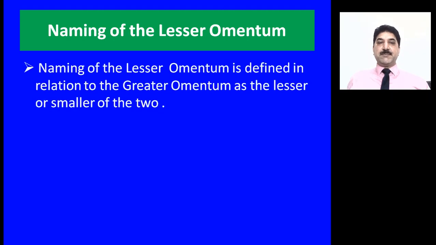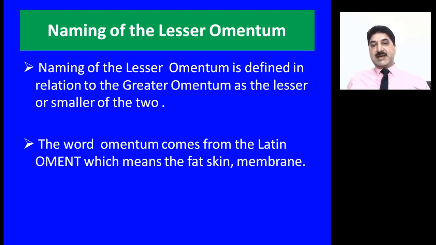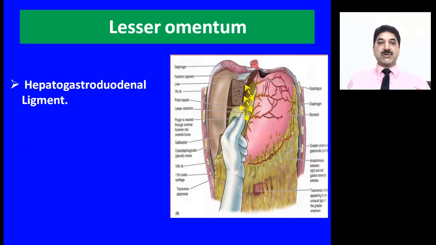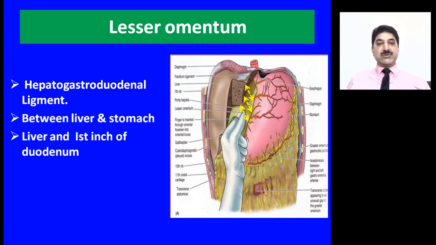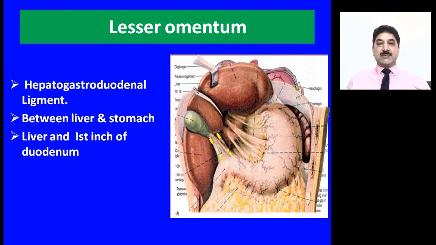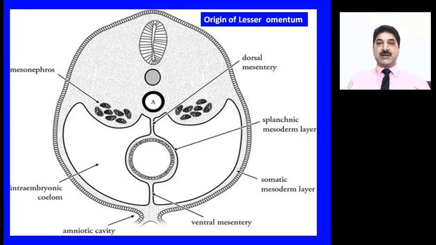Naming of the lesser omentum. The name is defined in relation to the greater omentum, as the lesser or smaller of the two. The word omentum comes from the Latin omen, which means the fat skin membrane. So the lesser omentum is also called the hepatogastroduodenal ligament. It stretches between the liver and stomach. It also spans between the liver and the first 2 centimeters of the duodenum, and this part of the lesser omentum is called the hepatoduodenal ligament. The part stretching between the lesser curvature of the stomach and the liver is called the hepatogastric ligament.